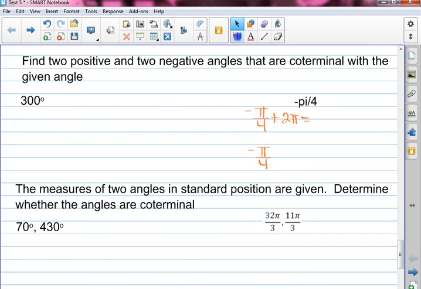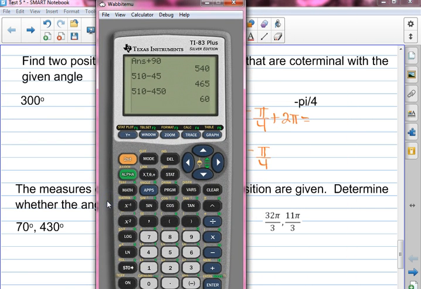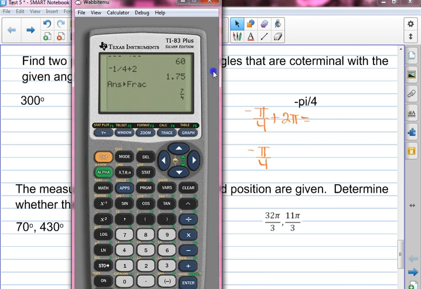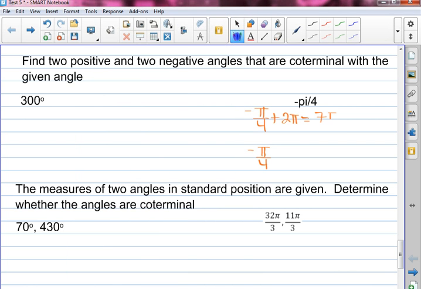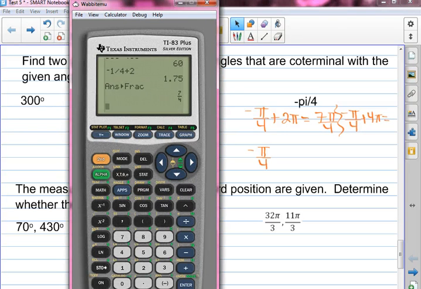So I go on my calculator, and remember when you type these in your calculator, you ignore the pi symbols. So negative 1/4 plus 2 is going to be 7 pi over 4. And then I'm going to do it again, only I'm adding a different multiple of 2 pi. I'm going to add 4 pi. 4 pi, 6 pi, 8 pi, 10 pi, all of those are multiples of 2 pi. You notice how they're even numbers? All right, so negative 1/4 plus 4, and you get 15 pi over 4.